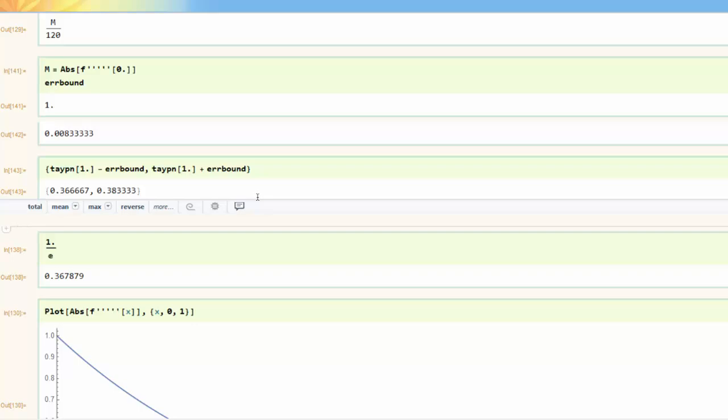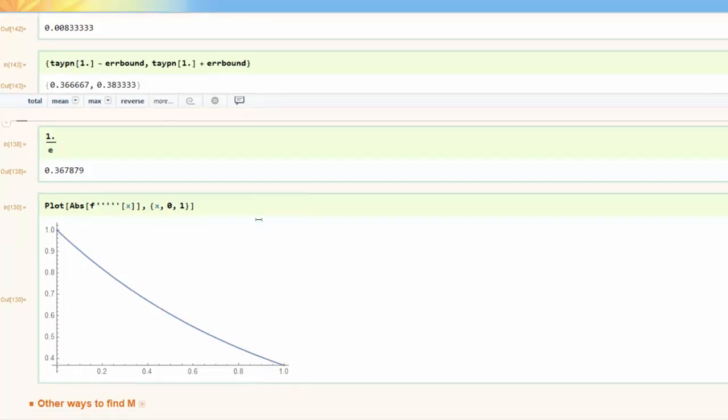So we can see finding m can be the most challenging piece. I need to find the maximum value of the n plus 1 derivative on the interval. In our specific example, we saw that it was decreasing on the interval, so the maximum value would be on the left side of the interval.